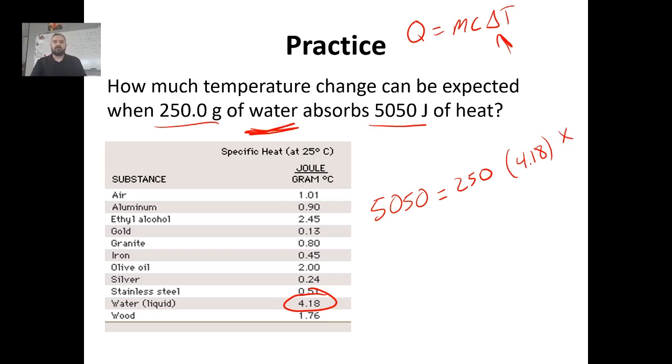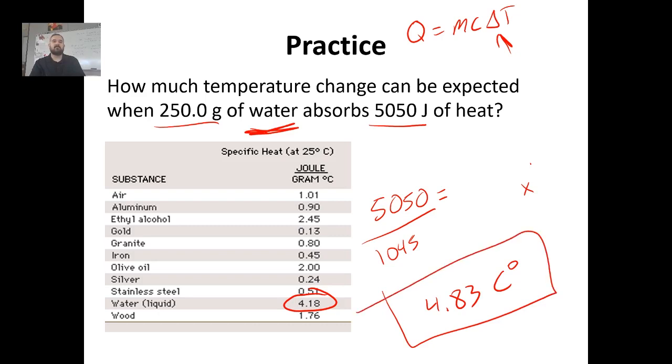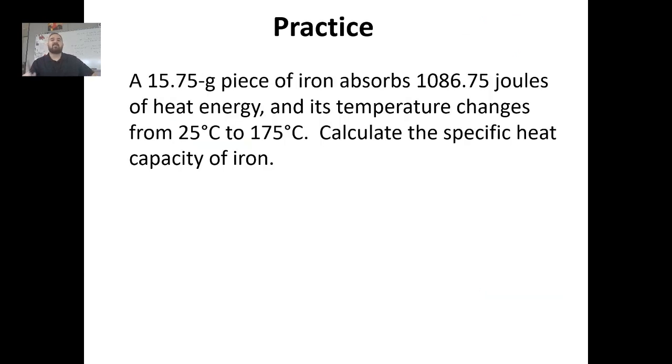So how do we solve this? What's our first step? Multiply what? 250 times 4.18. And that gives us 1,045. And then these go away. And now X times 1,045. What's our next step? All right, so we're going to isolate our variable. So 1045 goes away. And 50 divided by 1045 will give us 4.83. So our temperature change is 4.83. And then that's going to be in Celsius. Was that easy? All right, so let's try the next one on our own.